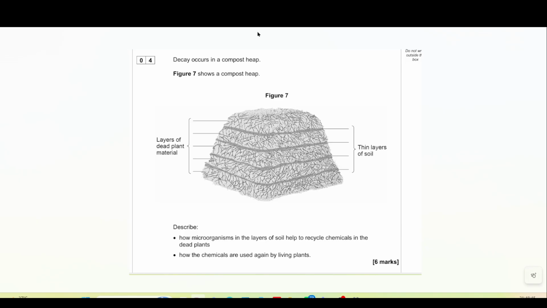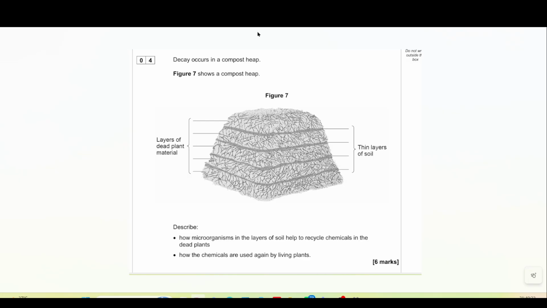Microorganisms means like bacteria and fungi. They are decomposers. Decomposers break down dead plant material by secreting enzymes into the layers. These enzymes digest all the complex molecules, for example protein and carbs, into simple molecules. During this process, microorganisms respire and release carbon dioxide into the atmosphere, and leave behind important minerals, for example nitrate and phosphate, into the soil.